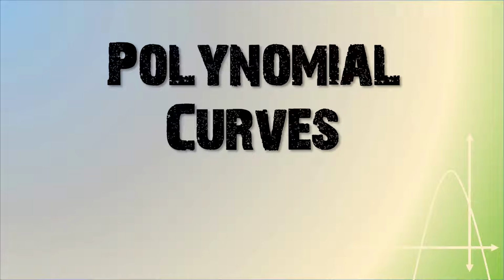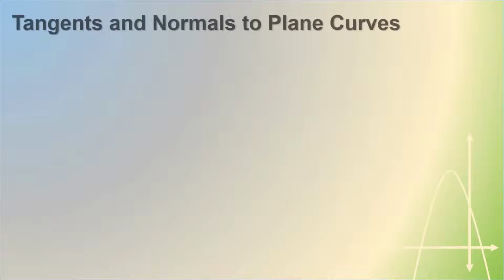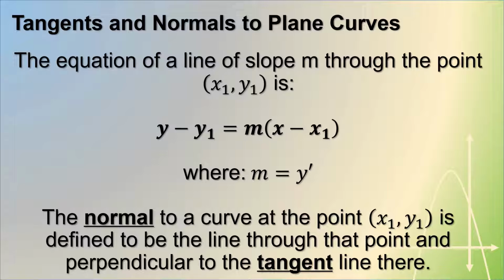We are going to discuss our next topic, which is all about polynomial curves, the tangents and normals to plane curves. The equation of a line of slope m through the point x1, y1 is y minus y1 is equal to m times x minus x1, where m is of course equal to the first derivative. The normal to a curve at the point x1, y1 is defined to be the line through that point and perpendicular to the tangent line there.